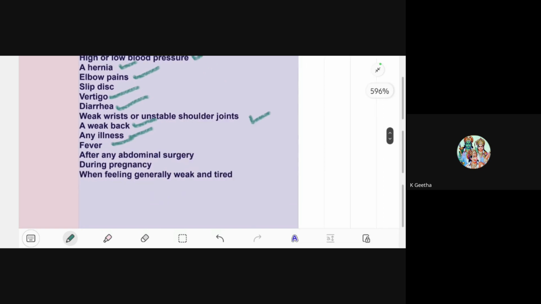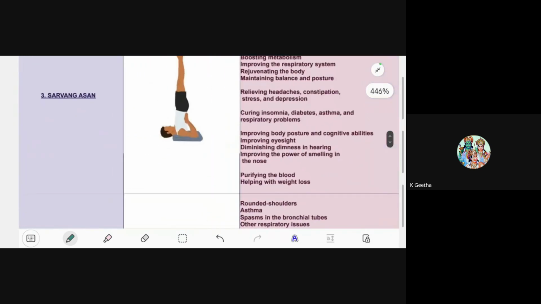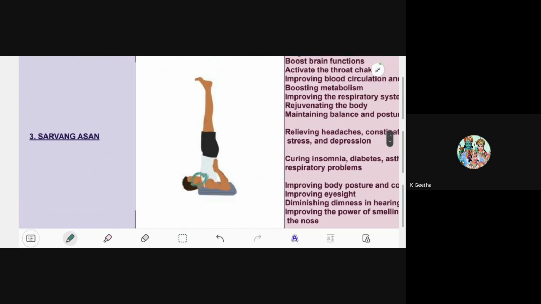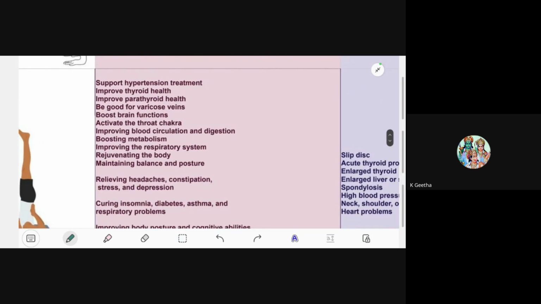Okay, after any abdominal surgery, during pregnancy, or when feeling generally weak and tired. Okay, Sarvangasana. Yes, there is a lock. A chin lock is also advisable. In some texts it is guided with the chin lock, in some there is no chin lock, and some say don't do the chin lock. It becomes very heavy for people to practice Sarvangasana, but in many texts it is advised to do the chin lock, meaning Jalandhar Bandh.